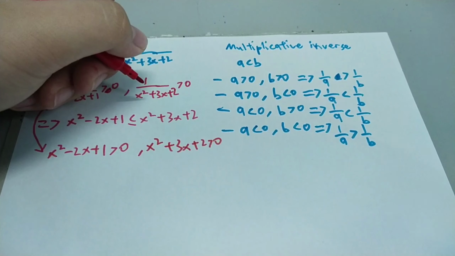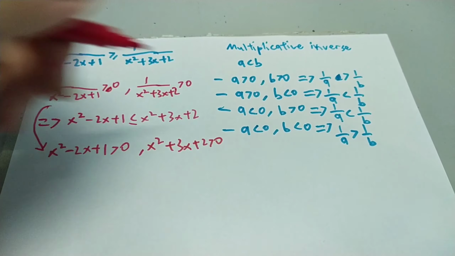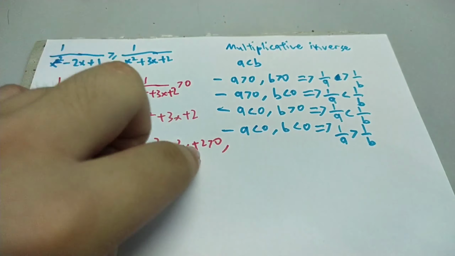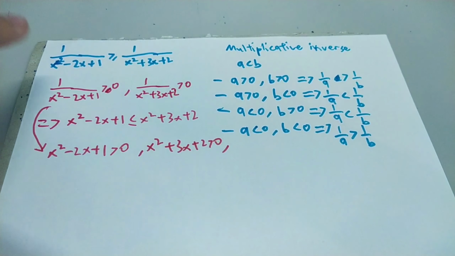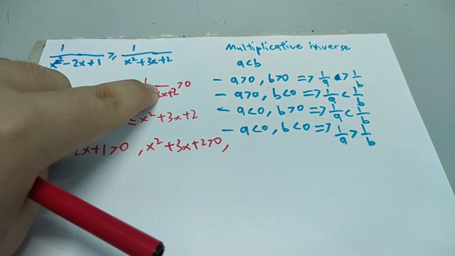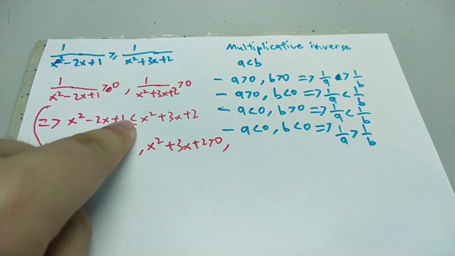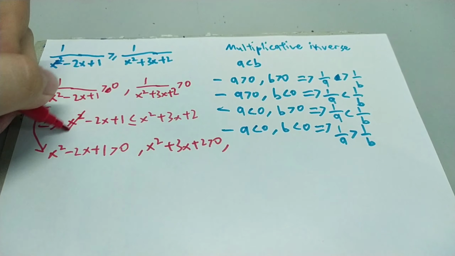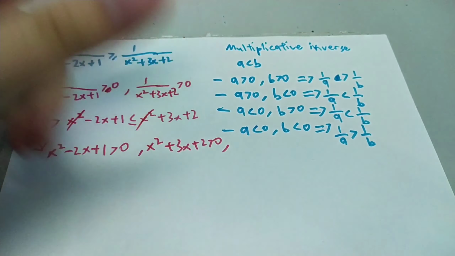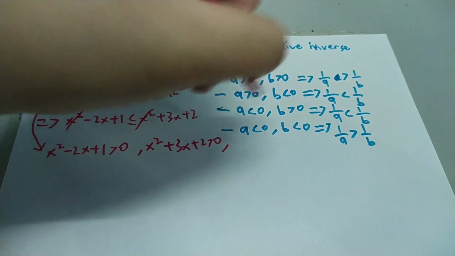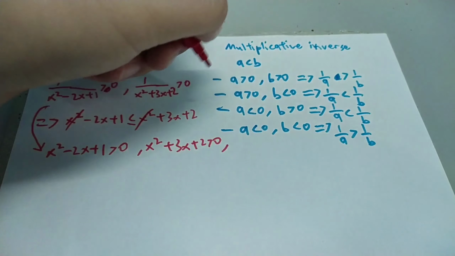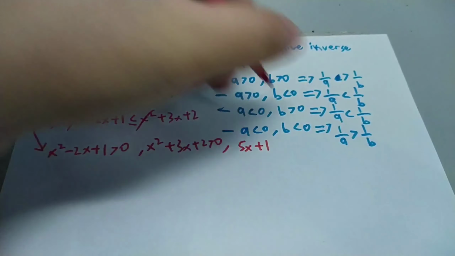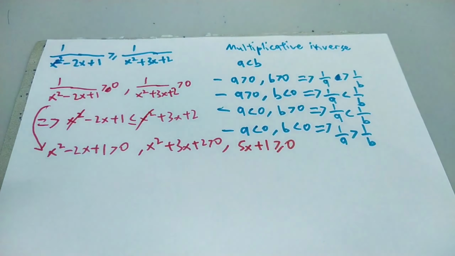and then x squared plus 3x plus 2 must be bigger than 0, and then the third one is when this and this are bigger than 0, which means that because of that, when we flip, the inequality sign is going to be flipped, and then look at what we have here. The x squared cancels out. So after we do some algebra simplification, I will get 5x plus 1 is bigger than or equal to 0.